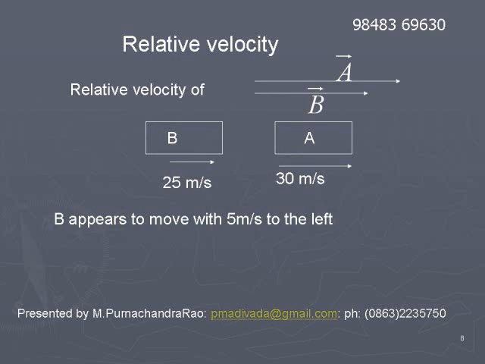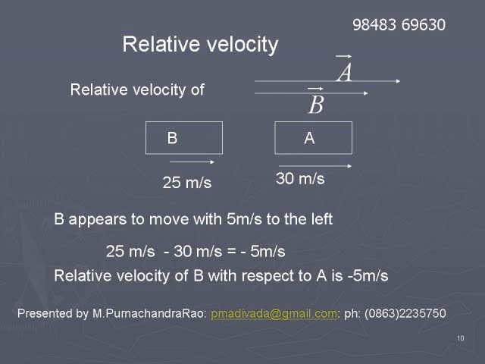Now, when a passenger in A looks back and observes B alone but not the surroundings, he will feel as though B is moving backwards with a velocity 5 meters per second. So B appears to be moving to the left with a velocity 5 meters per second. Mathematically, it is written as the relative velocity of B with respect to A is equal to velocity of B minus velocity of A, that is 25 meters per second minus 30 meters per second, which is equal to minus 5 meters per second. Plus 5 indicates to the right, minus 5 indicates to the left. So like this we have to understand when the vehicles are traveling along the same direction.